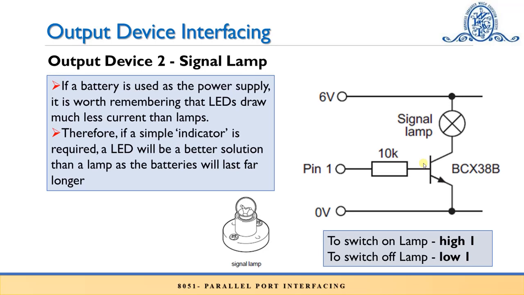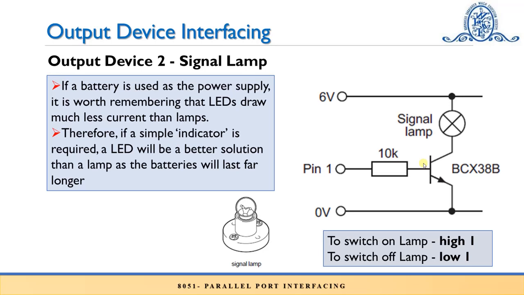There are certain tips here. If a battery is used as the power supply, it is worth remembering that LEDs draw much less current than lamps. A lamp can draw much more current. For an LED, as I said in the previous case, 10 milliamperes is the typical current which flows through the LED. In the lamp case, the current can be high.